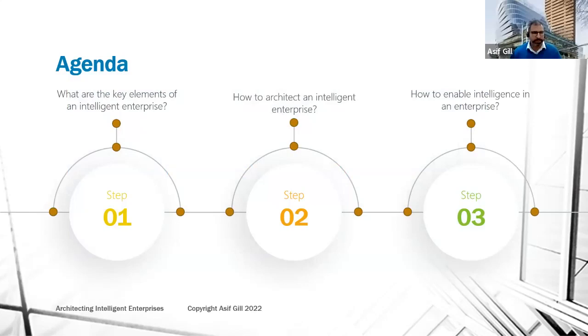Just quickly, an agenda walkthrough. Today, I'll be talking about architecting intelligent enterprises, more specifically from a strategy, architecture, and innovation perspective, and how they work together. I will look at the key elements of an intelligent enterprise we try to architect and strategize, how to architect that particular intelligent enterprise, and how to enable intelligence in an enterprise. So these are a very simple three steps. I always love three points, which people can probably remember.